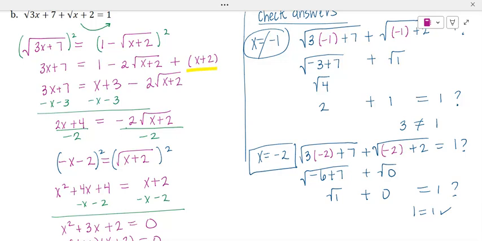Again, when we square something, we create everything into positive numbers, and so sometimes we have what are called extraneous solutions, solutions that are not true. So it's very important that we check our answers to make sure that they work with the original equation that we were given.